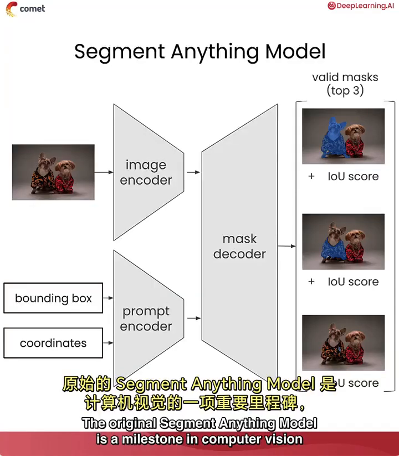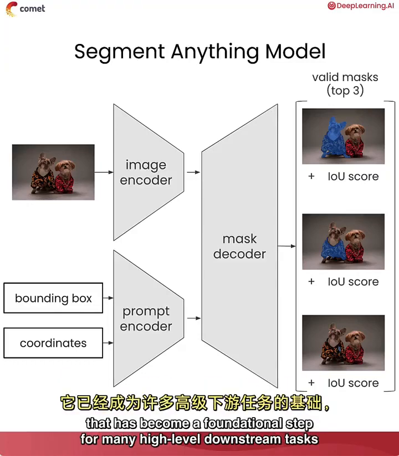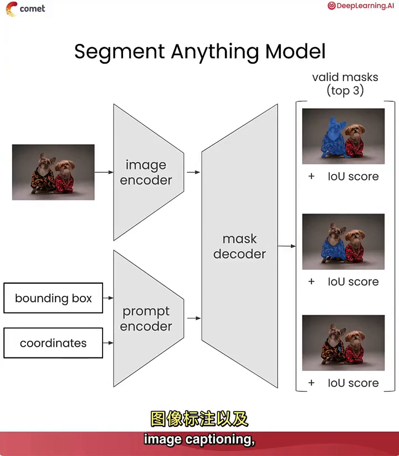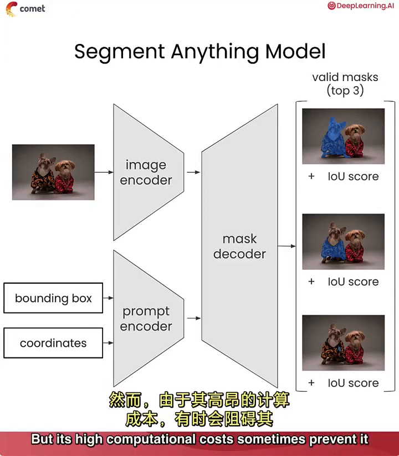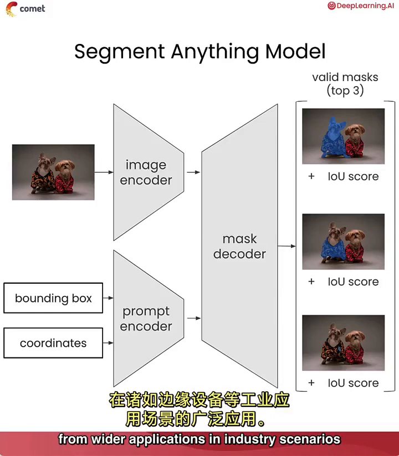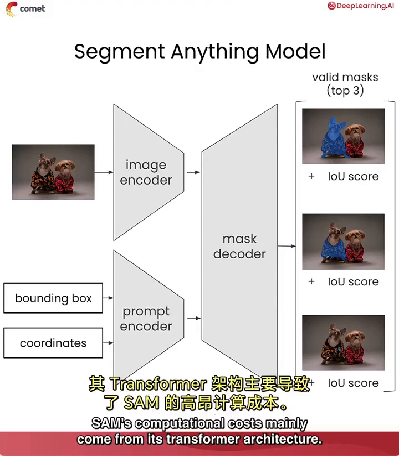The original Segment-Anything model is a milestone in computer vision that has become a foundational step for many high-level downstream tasks like image segmentation, image captioning, and image editing. But its high computational costs sometimes prevent it from wider applications in industry scenarios like those in edge devices. SAM's computational costs mainly come from its transformer architecture.